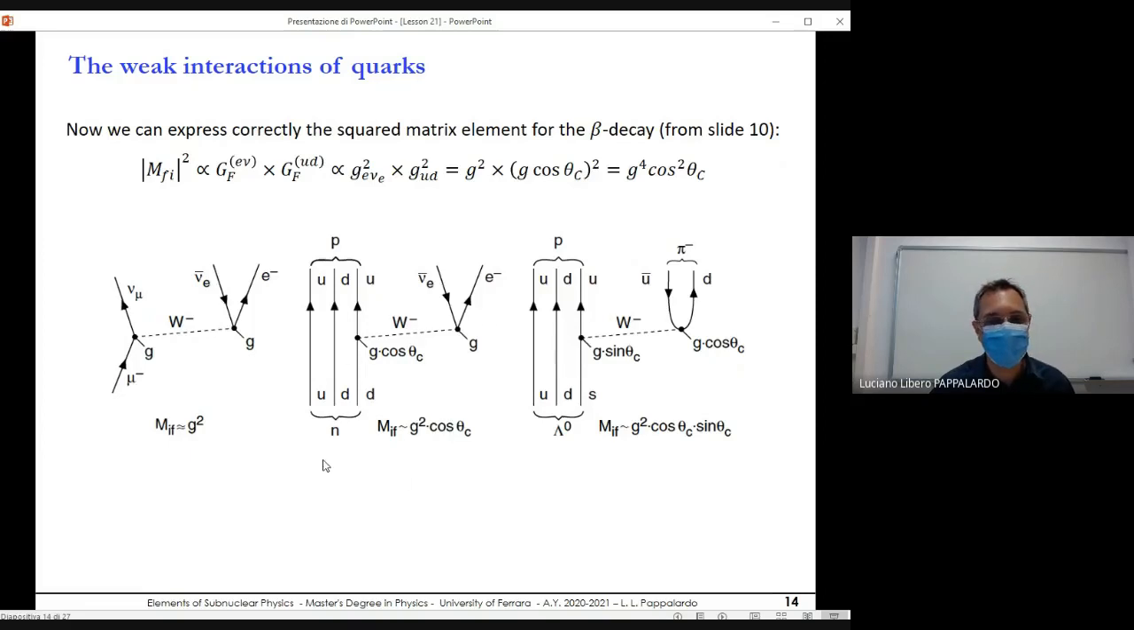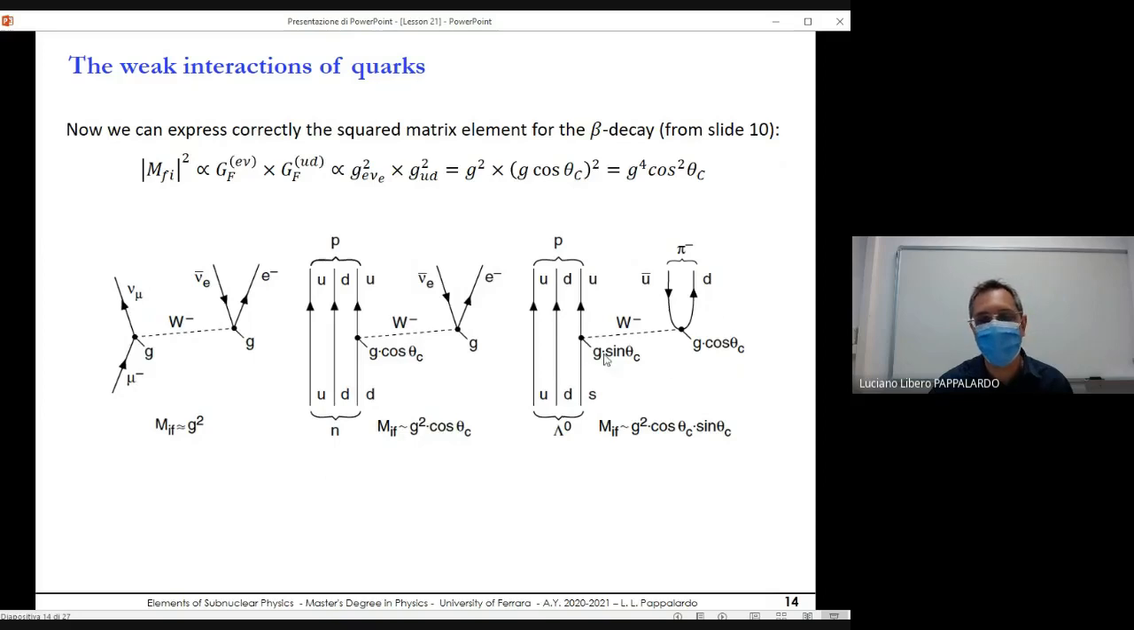Let's consider again the beta decay. Now we have the D quark going into a U quark, which emits a W that goes into an electron and a neutrino. So we have a quark vertex, which has to be corrected by the cosine of theta C, times a pure leptonic vertex which comes with G. So the matrix element is G squared times cosine theta C.